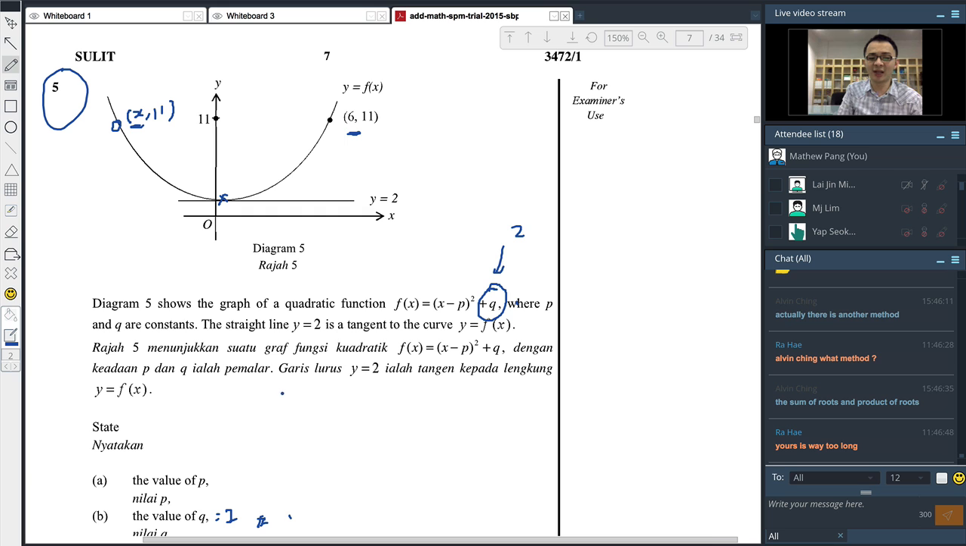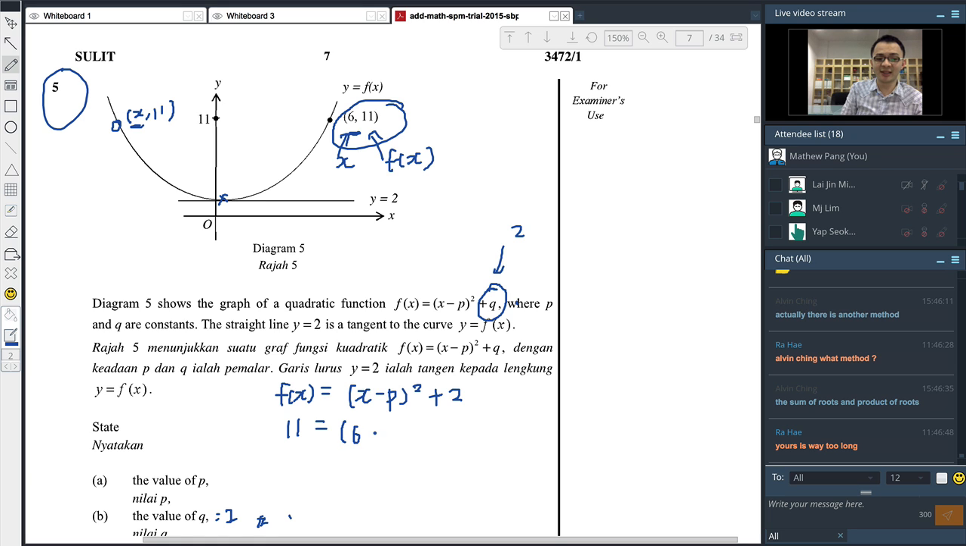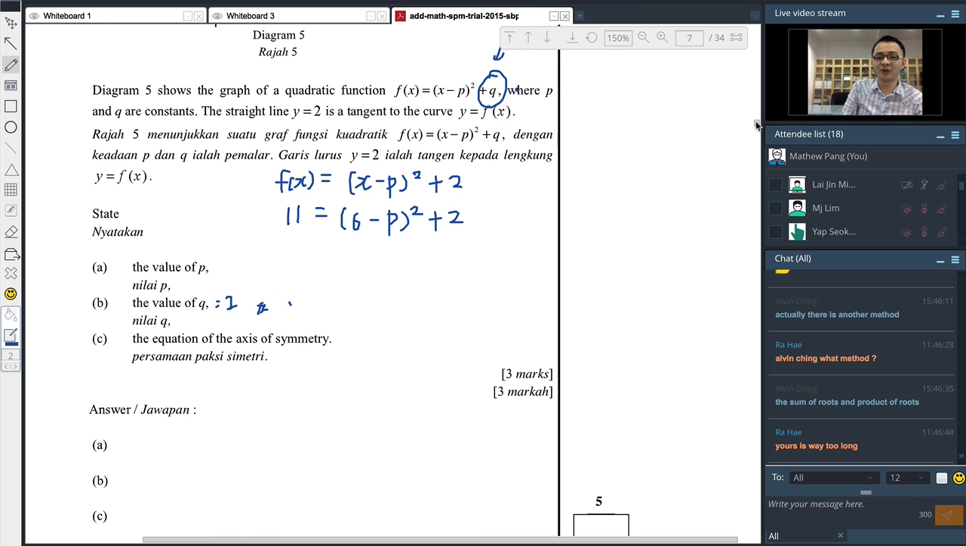So what I will do is substitute the q value into here first. This is (x minus p) squared plus 2. Then I will use the coordinate. This 6 is my x and 11 is my f(x). Right, so I will say 11 equals (6 minus p) squared plus 2. Then of course I will solve this to find p and move the 2 to the other side. I will get 9 equals (6 minus p) squared. And then of course I will take the square root, so 6 minus p equals positive or negative 3. I move the square to the other side, square root of 9, you get positive or negative 3.